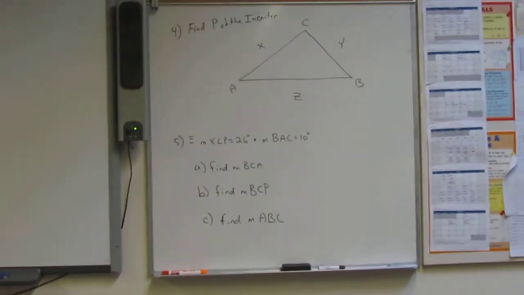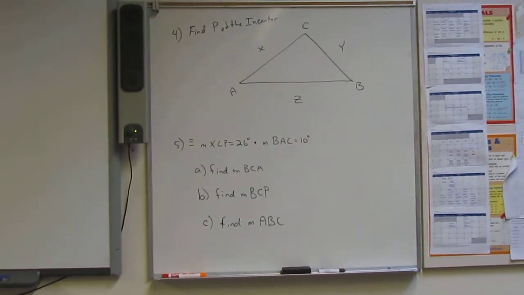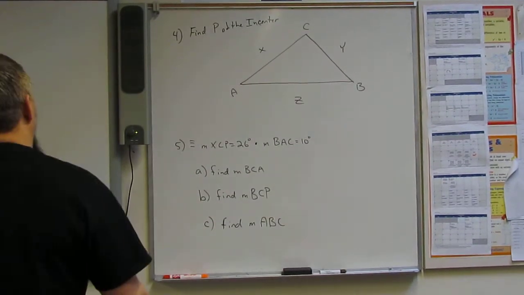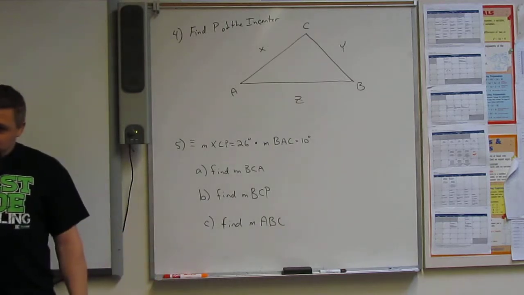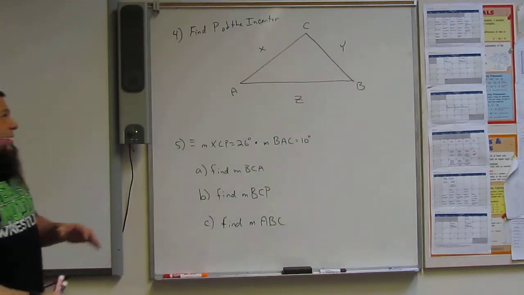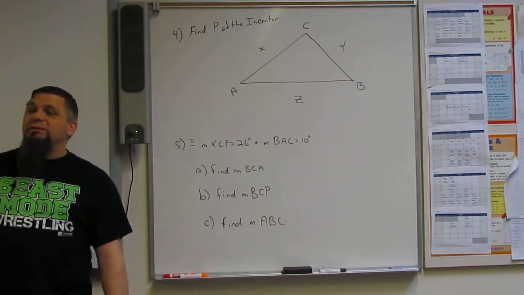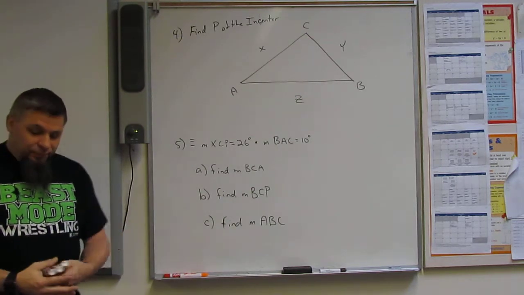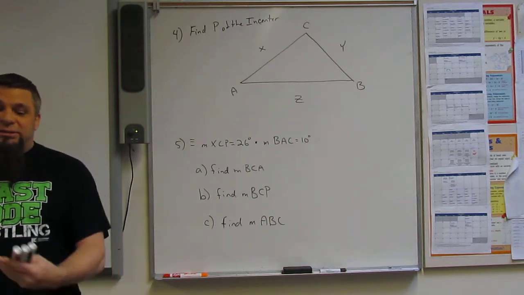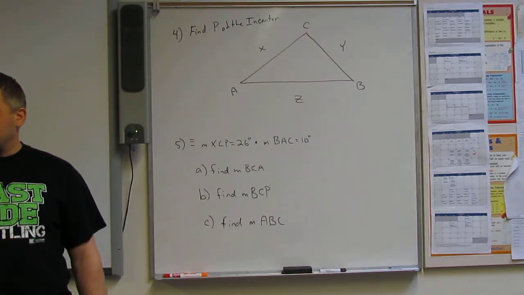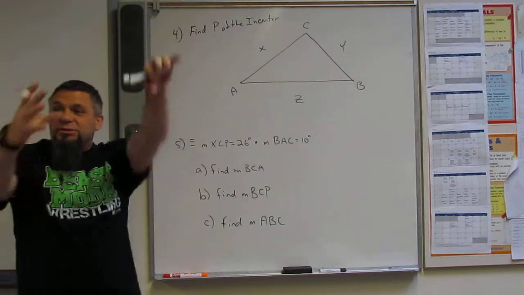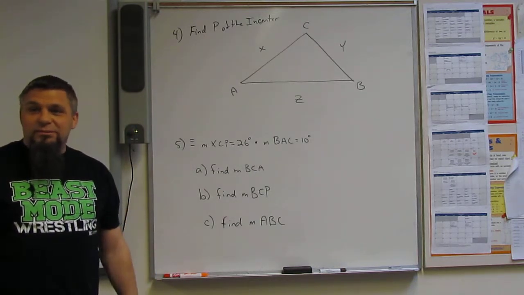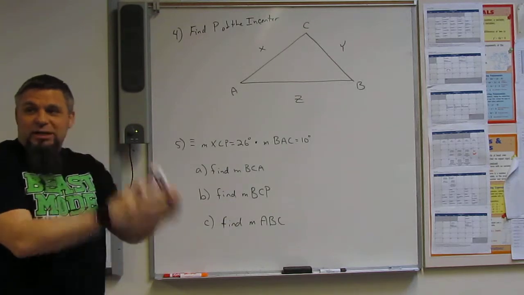Alright. Problem 4 or 5 in the practice test of chapter 5. Geometry. We need to find P, the incenter. So we need to know what an incenter is and how to find it. Incenter means a circle in the center of the triangle. That's it.